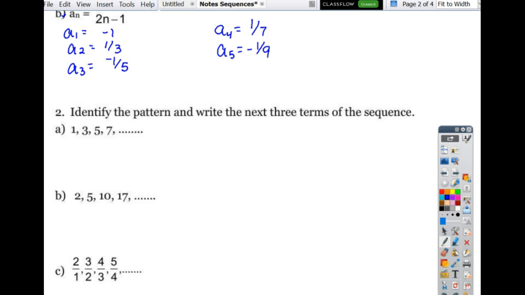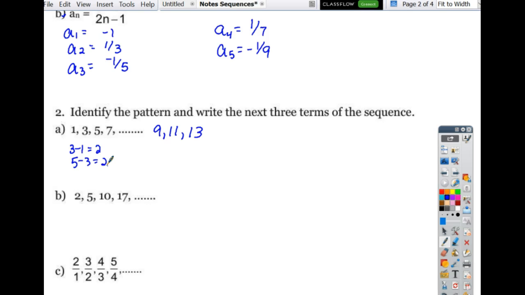All right. The next three I'd like to do, I just want to identify what is the pattern. 1, 3, 5, 7. So what did I do for each one? I added 2, right? So what are the next three terms? I got that by subtracting the first term from the second term. So I did 3 minus 1, which was 2. So 5 minus 3, which is 2. So if you did the second minus the first, you always get 2.